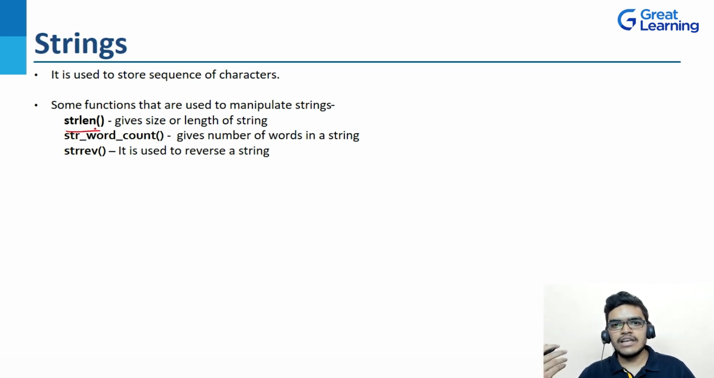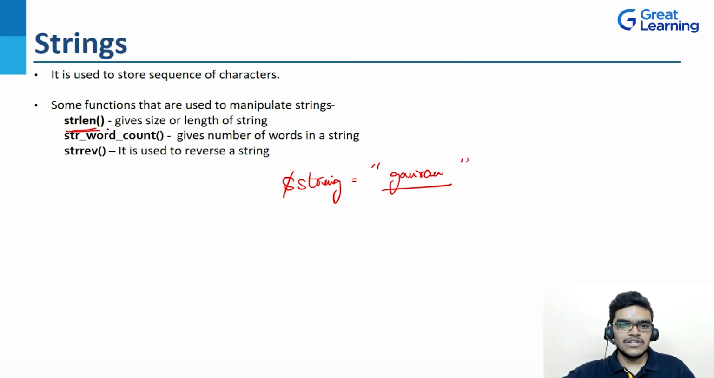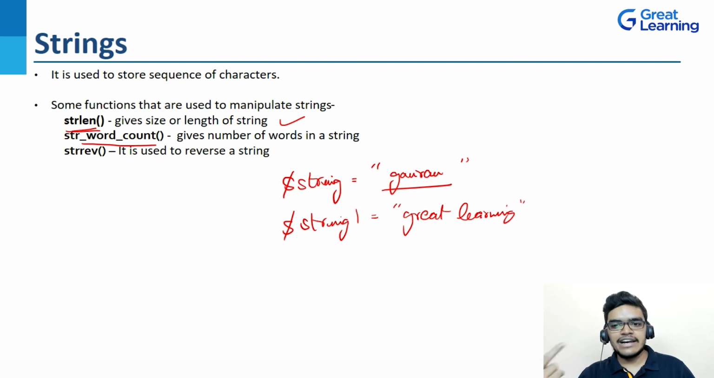Let's suppose you have a string; let me create a string variable. I'm writing here $string, and inside double quotes I will write, let's say, Gaurav. If you want to calculate the size of this string variable, then you can use the string length function. It will give me the size of a string, right? The next function we have is string word count. Let's suppose I make one more string variable, string 1, and here I write great learning, so you can see that I have great learning. There are two words. So if I write here string word count, I will get 2 in my output.